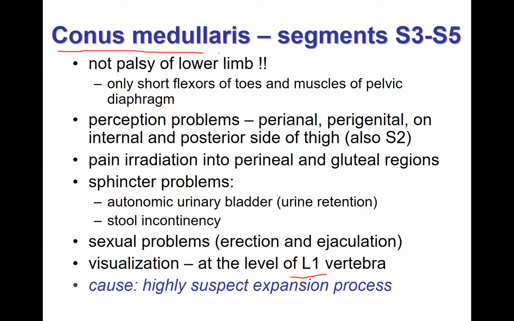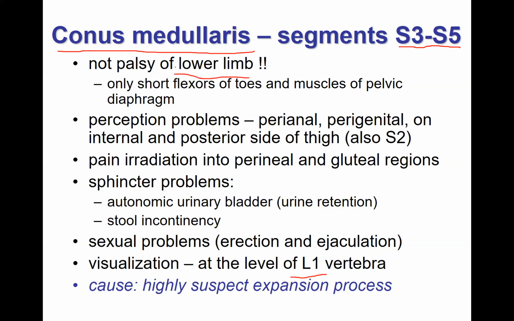If we go a bit up, if we come up to the level of L1, where we have the termination of the spinal cord, which we call the Conus Medullaris, segments S3 to S5. Segments S3 to S5 do not supply the lower limb, as the lower limb is supplied by the sacral plexus, and the sacral plexus has segments L4 to S4, but level S2 to S4 is only the pudendal nerve. So it means that no problems with the lower limb will be there.